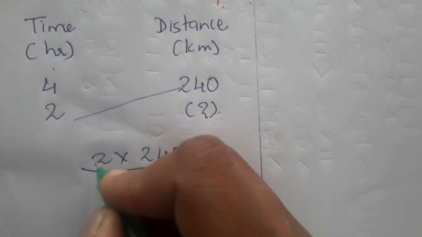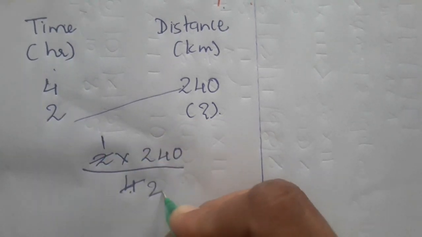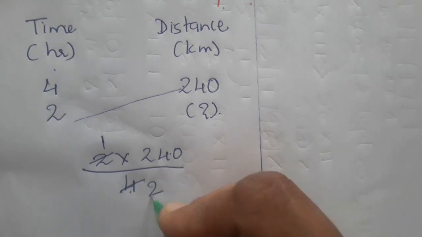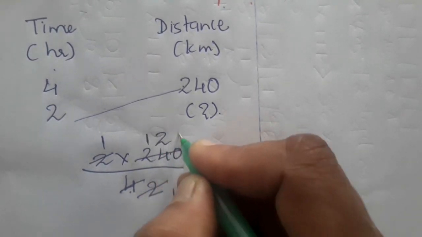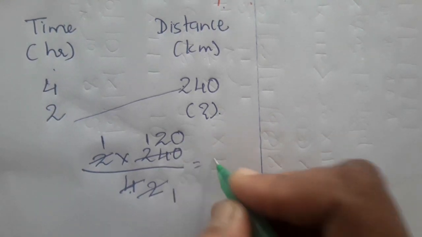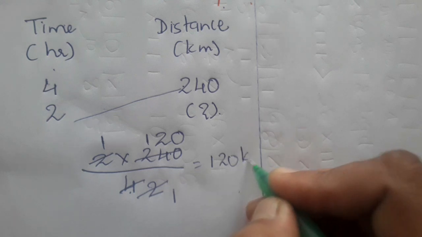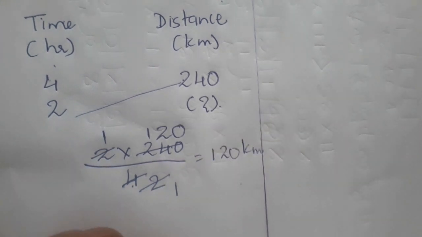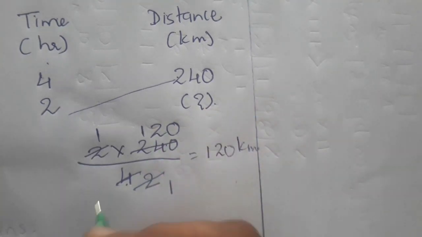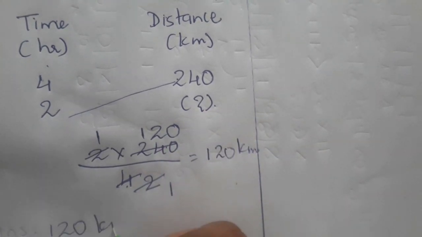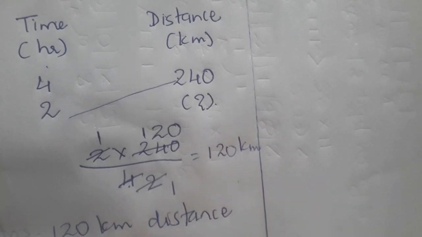Fine. And now you have to solve this question. That is, you may reduce it. 2 and 4 you may reduce. 2 1s are 2, 2 2s are 4. Fine. Now 240 divided by 2. 2 1s are 2, 12 2s are 24 and 0. So it comes to 120 kilometers. Fine. And then you have to write the final answer, that is this much distance, 120 kilometer distance can be covered.